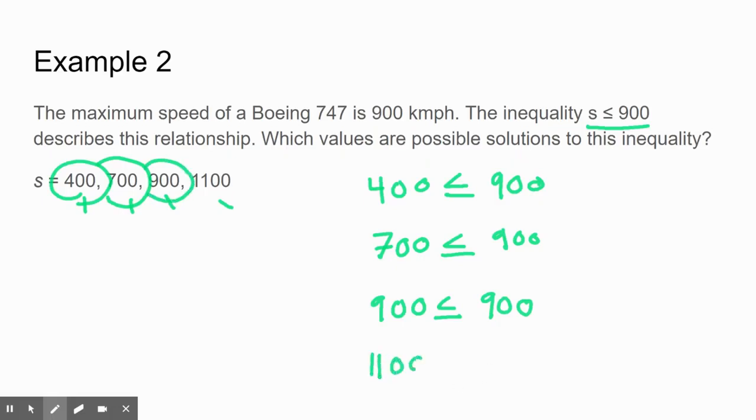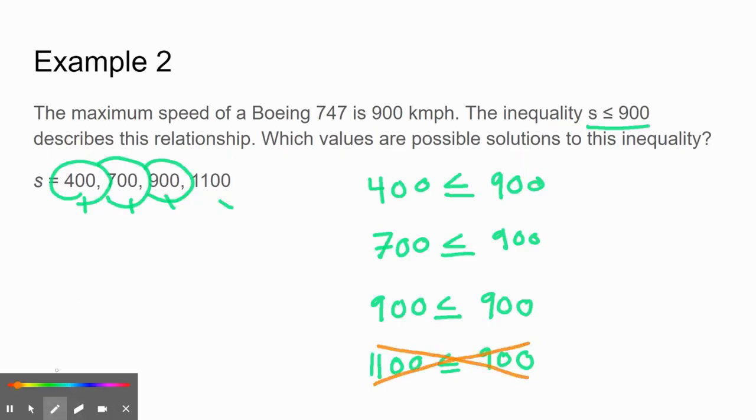And finally, we have 1100 here. That is definitely not the case here. It is definitely not less than 900. It is definitely greater than 900. So that one's not going to work.